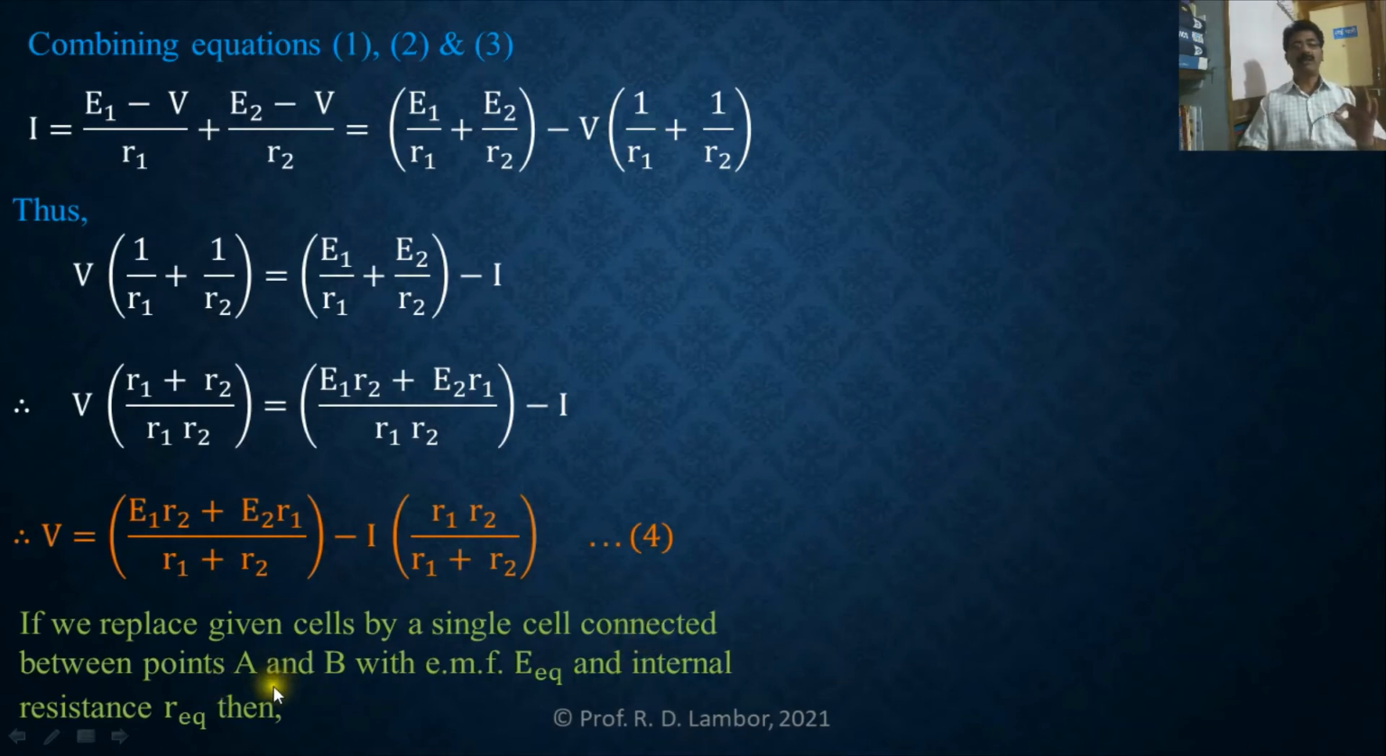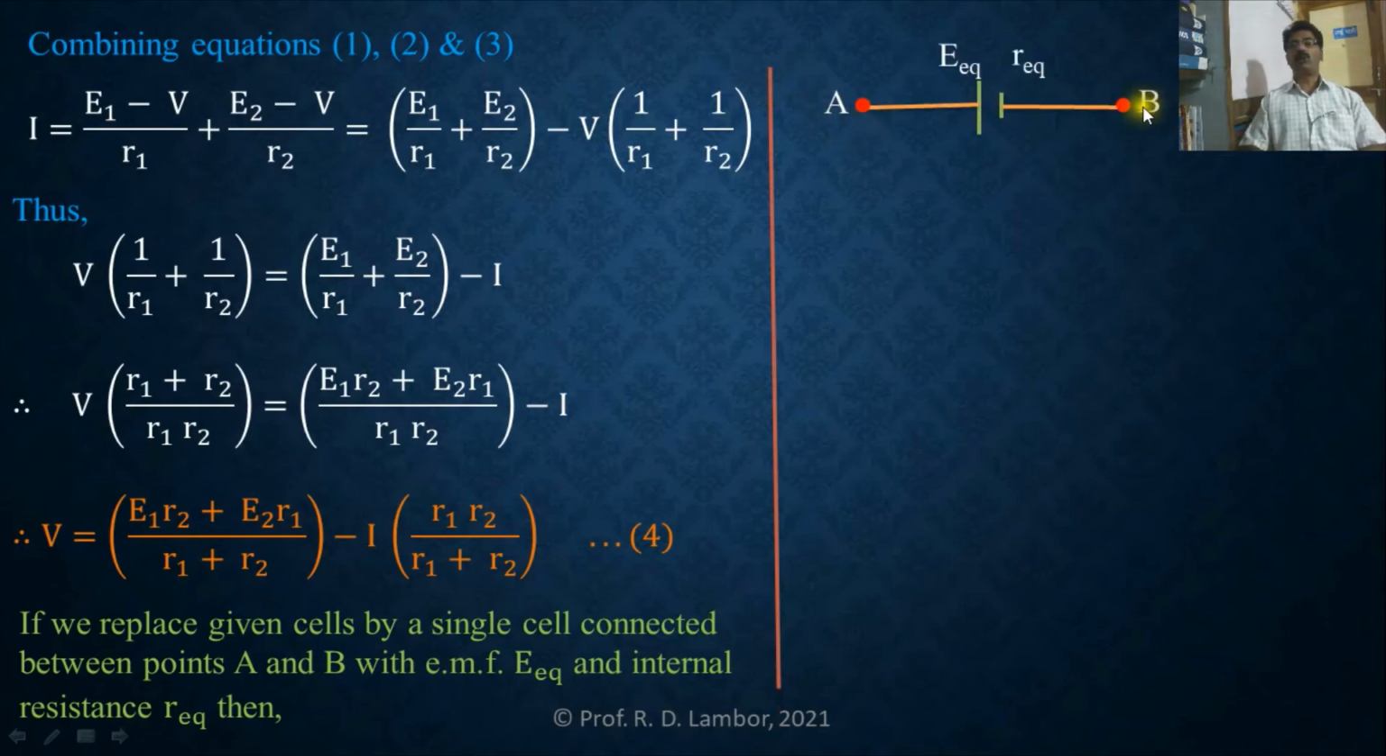connected between the points A and B with EMF, that is, the single cell's EMF will be E equivalent and its internal resistance will be R equivalent, then you will get like that. See here, these are the two common points. This one is the single cell replaced by the given cells in parallel. That is, in place of the two cells that were in parallel, you have replaced them with a single cell whose equivalent EMF is E and equivalent internal resistance is R.